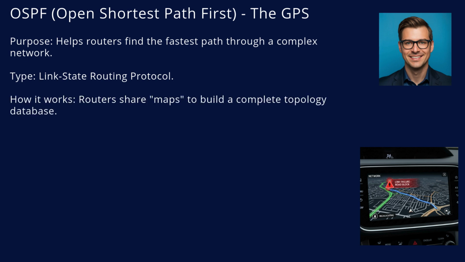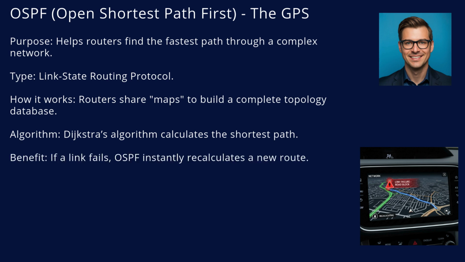This means every router shares a map of its local connections with every other router. They all build a complete map of the network. It uses sophisticated math, Dijkstra's algorithm, to calculate the shortest path. If a cable breaks, OSPF instantly sees the roadblock and recalculates a new route around it.